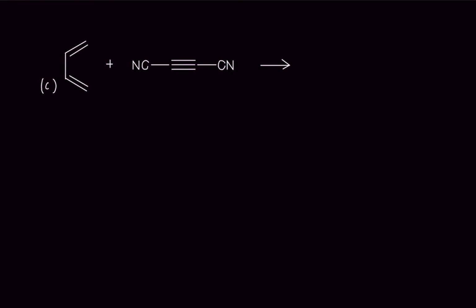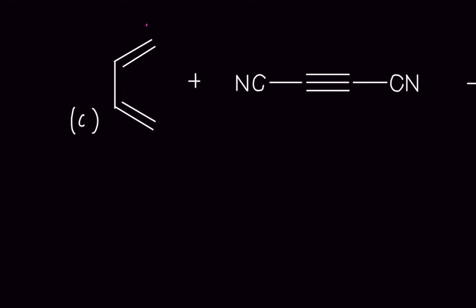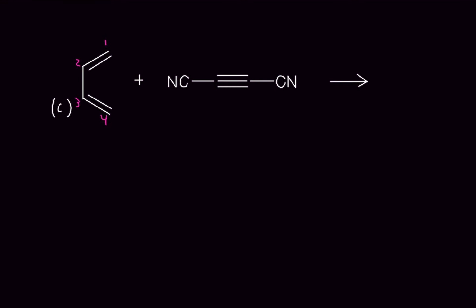Let's do C. The diene, 1, 2, 3, 4. Now for the dienophile, we have an alkyne. But don't worry, it's still the same thing. 5 and 6. Now, what's going to happen is, yes, we're going to have our 6-membered ring with the double bond forming between 2 and 3. But also, we're going to have a double bond between 5 and 6 because only one of these pi bonds forms the bond between number 4 and number 6. But the other one, the extra one that's there, is going to stay there.